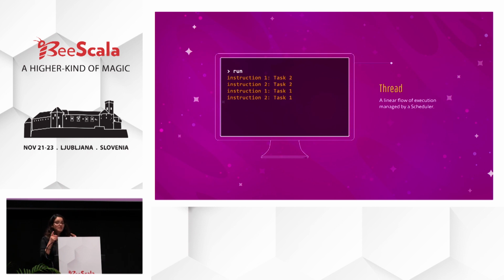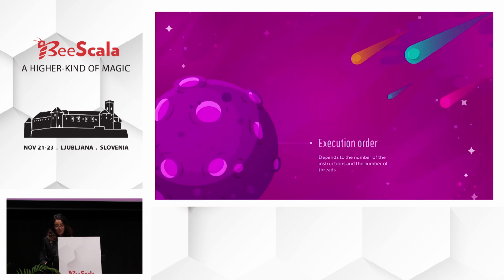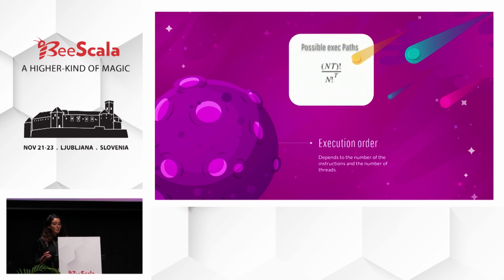The second time you will have a different order. You might even see that your second task will start executing before the first task. You cannot know which concurrent task will be running. All of this is in the power of the scheduler that will decide this. So the execution order depends on the number of instructions and the number of threads.